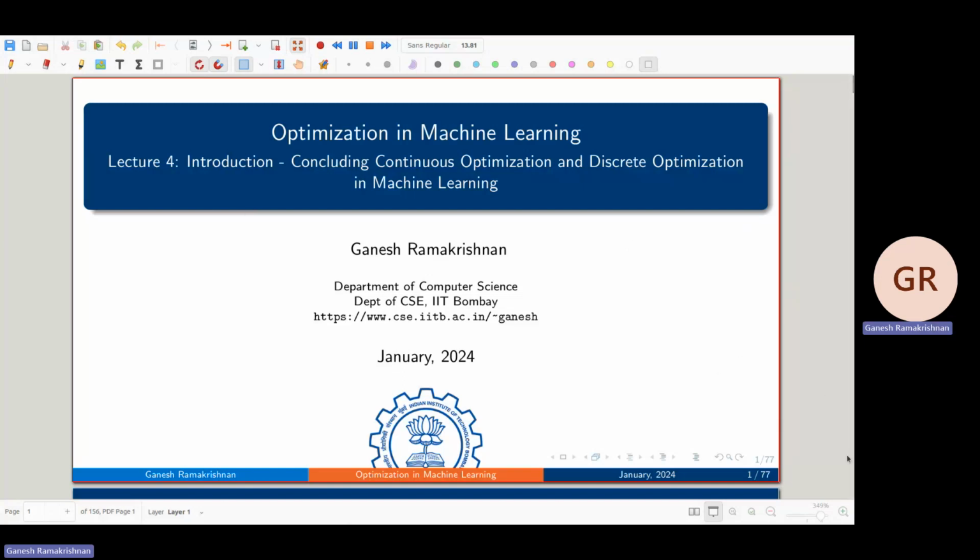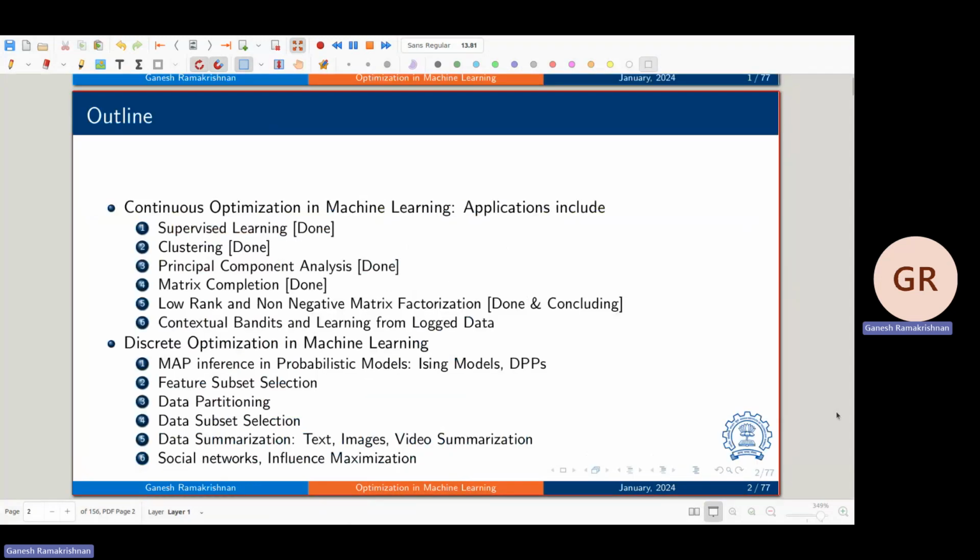So we'll conclude our discussion on optimization problems in the continuous domain. We discussed supervised learning, clustering, sorry, we'll be doing this today: principal component analysis and matrix completion. And we were to complete low rank and non-negative matrix factorization.